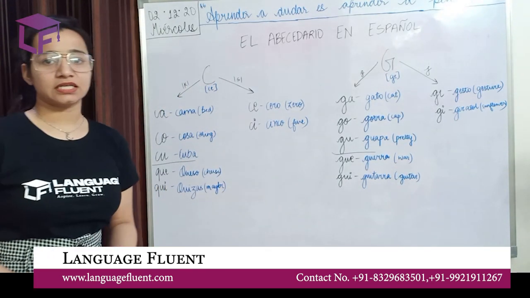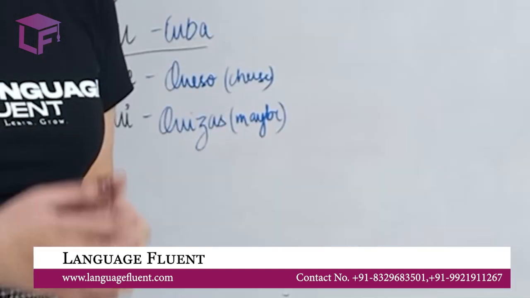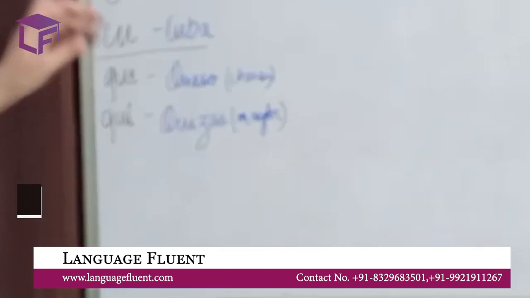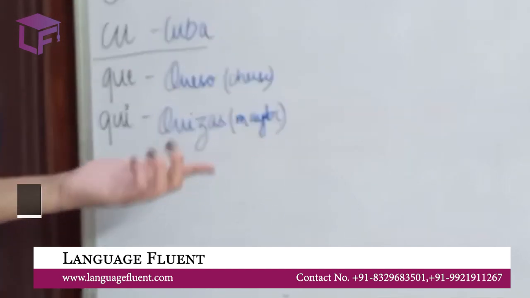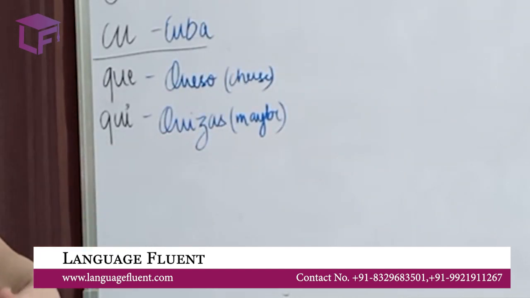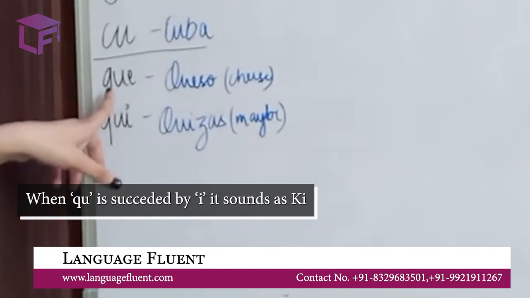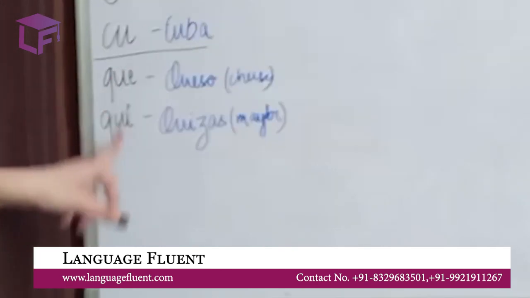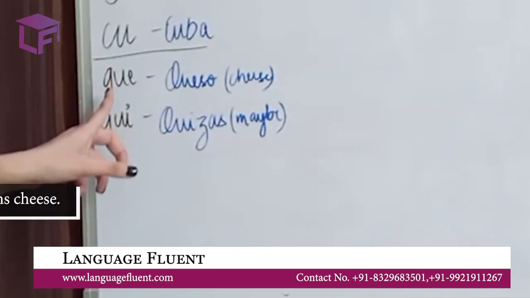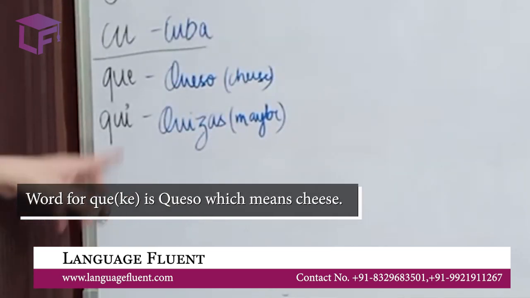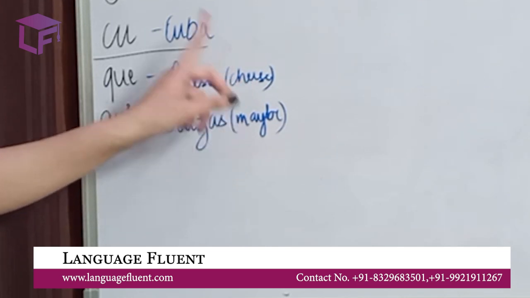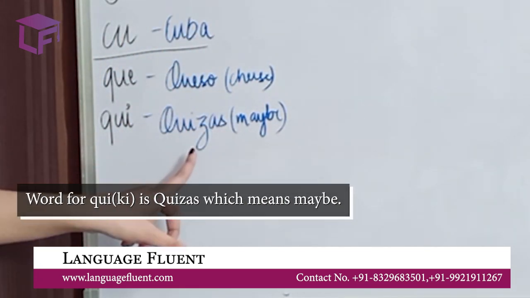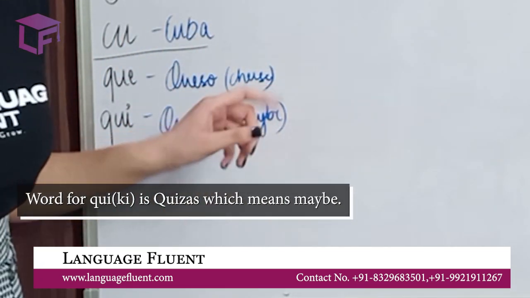Now there is also an exception with the letter Q, which is Q. When the letters Q and U are succeeded by E and I, the pronunciation becomes different. They are not pronounced as Kwe or Kwi, they are pronounced as Ke and Ki. For example, Que de queso, which means cheese. Qui de quizás, which means maybe.